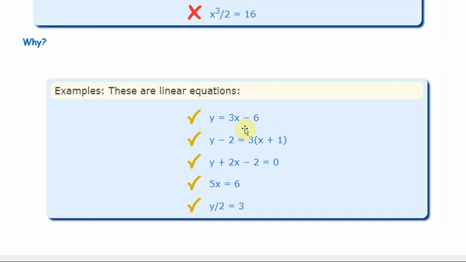Alright, so that is it for this section of the video. We will move on to the next section where we will try to see how we can plot a line on the Cartesian plane using these equations.